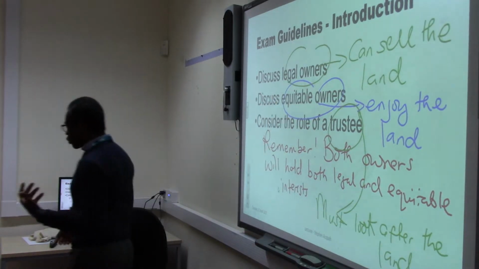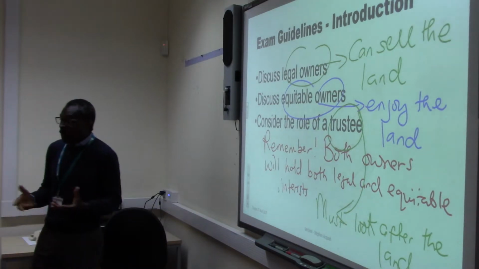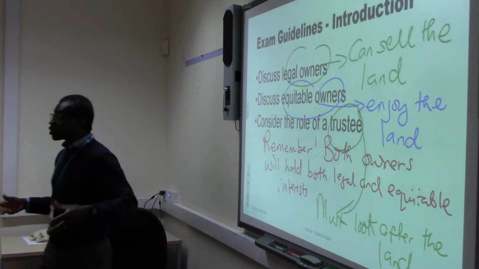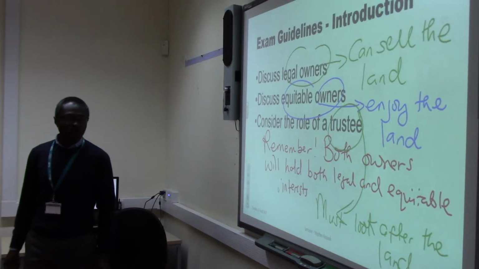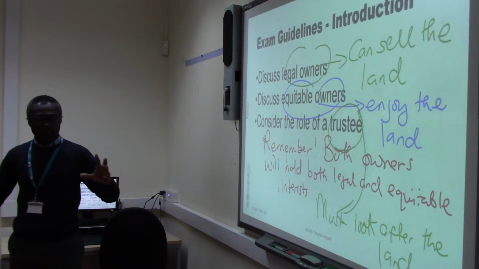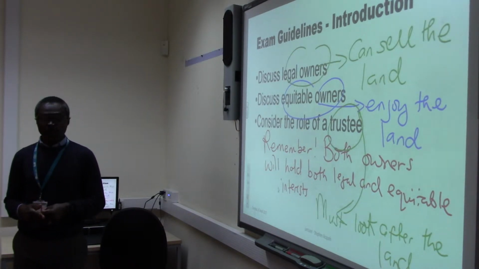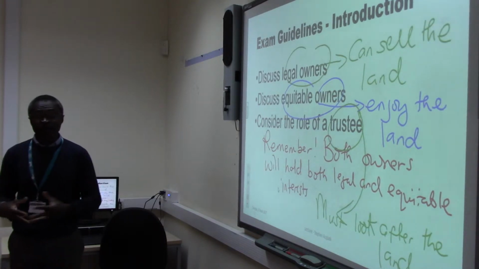Just to reinforce that point again, we did say that if you're a trustee and co-owners they hold the land on trust for each other, your main responsibility is to look after the house. Simple as that. Because it's for you and your partner, you and your husband, you and your wife, to enjoy that land. So just basic concepts to do with co-ownership, legal owners, equitable owners, the role of a trustee, things that you would comment on, and that all comes in your introduction.